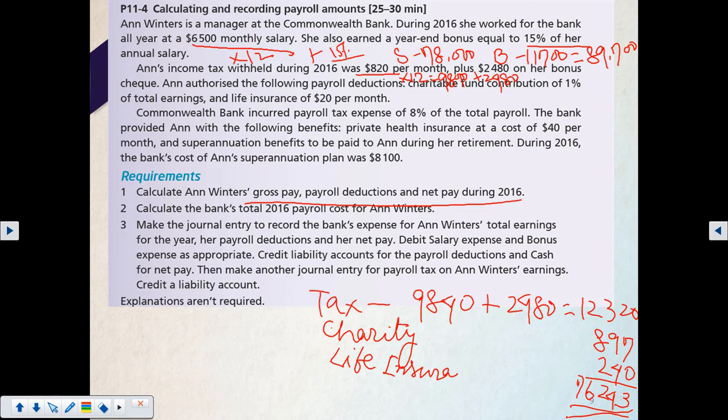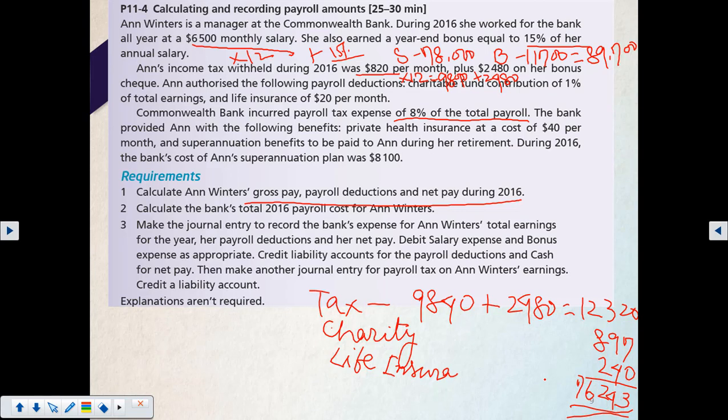For example, the bank incurred payroll tax as an expense of 8% of the total payroll. Don't be confused: we are working on behalf of the bank, and we are paying salary to the bank's officers or staff. So the bank is paying 8% of the total payroll as a tax.